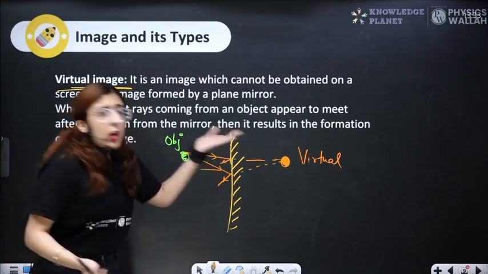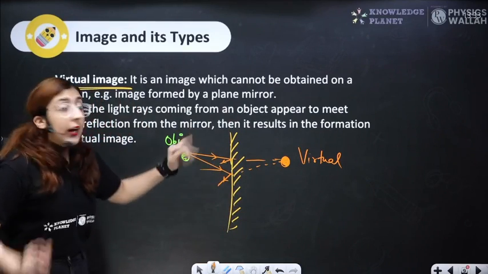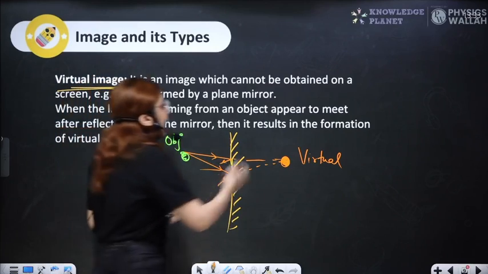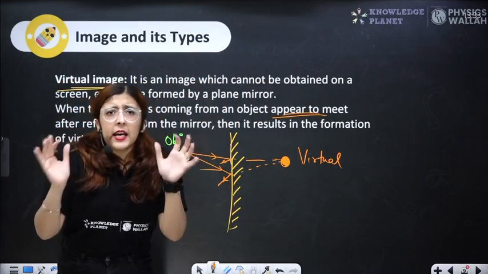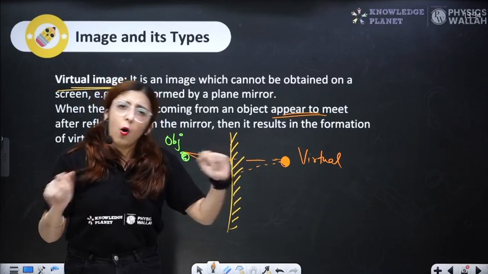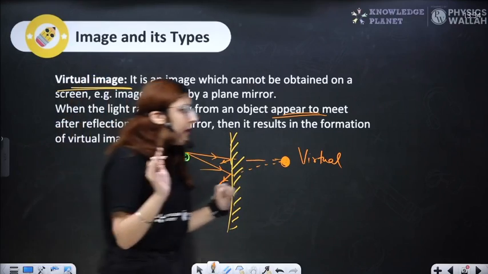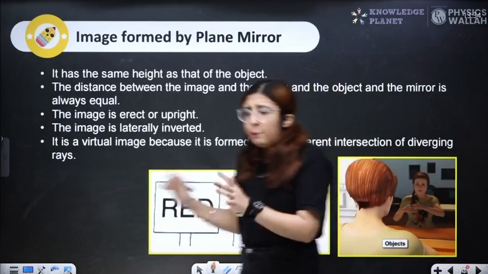Similarly, virtual image. So when we say the rays appear to meet, we will get a virtual image. Till here, the basics we have done. Nothing as such. All the basics we have done, what is image, what is reflection. Just to give us a boost.